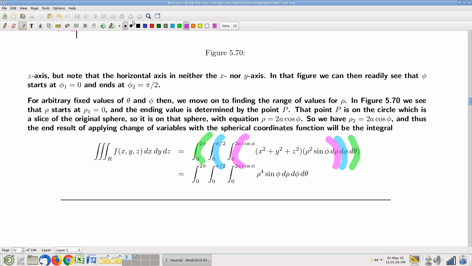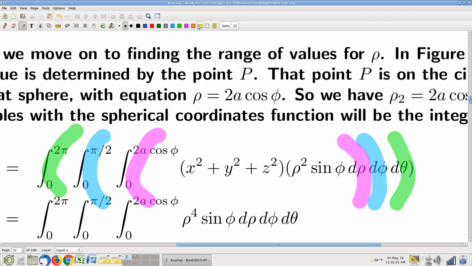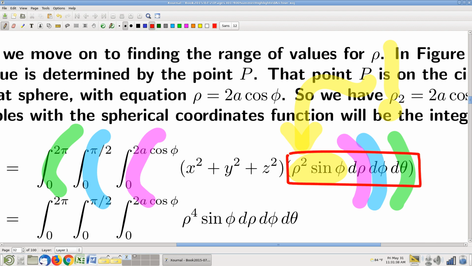Okay, let me zoom in for visibility. Don't forget, again, it's so easy to forget, don't forget your stretching factor. That is extremely important. Rho squared sine phi. When you first decide you're going to use spherical coordinates and you choose to write down all the stuff at the end, write all this down all at the same time. Rho squared sine phi d rho d phi d theta, all at once. Always in that order.